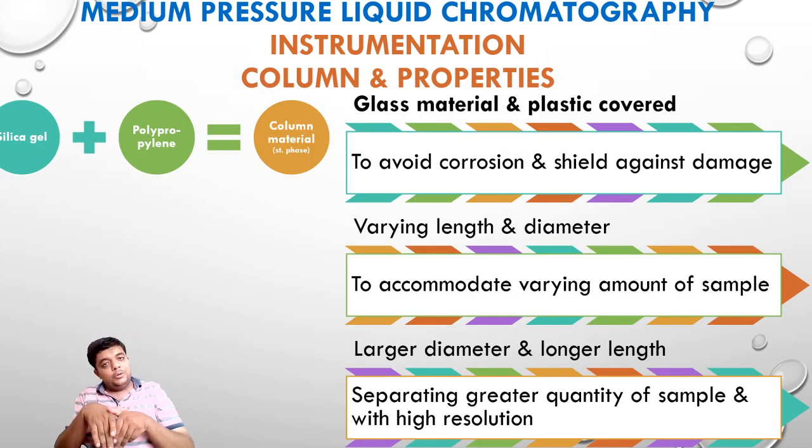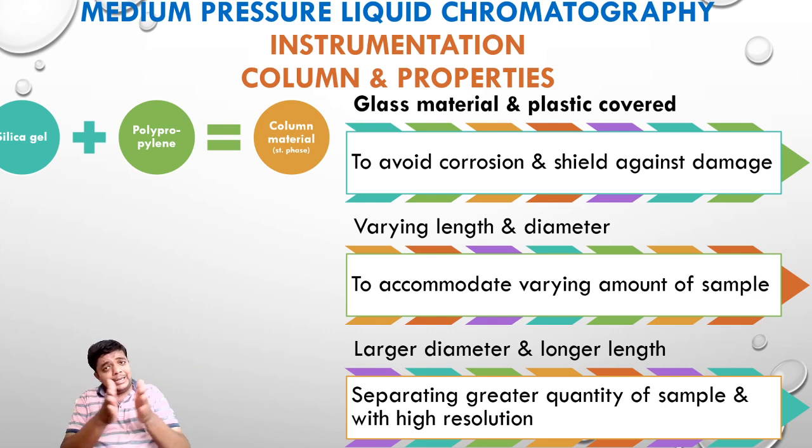Medium pressure liquid chromatography, column and its properties. Two materials are generally used in the MPLC column. They are silica gel and polypropylene as column materials. Columns are generally made of glass and plastic. It is so to avoid corrosion and shield against damage. That is, the column is made of glass, but it is covered with a plastic material to protect it from breaking while it falls down or something dashes with it.